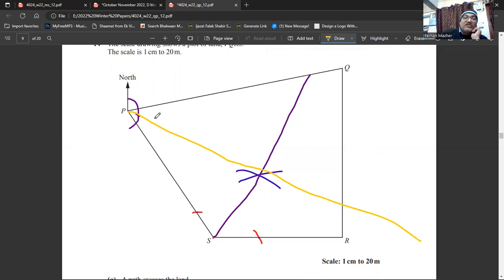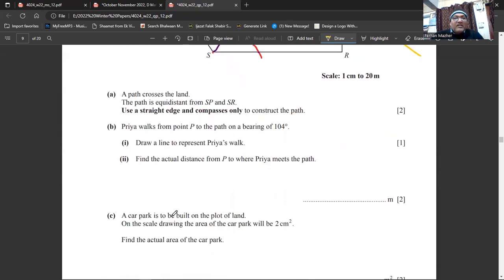Suppose this is that line, so this angle is 106. So from north clockwise, go to wherever the 106 is completed. Just put a dot there. And then I have drawn this yellow line where they intersect. This is the important point. Draw a line to represent Priya's walk. We are done with that.